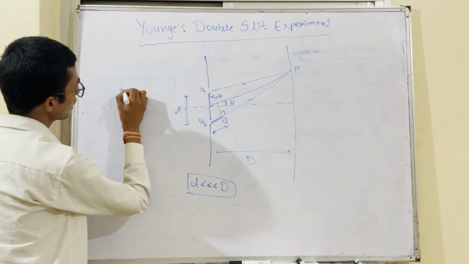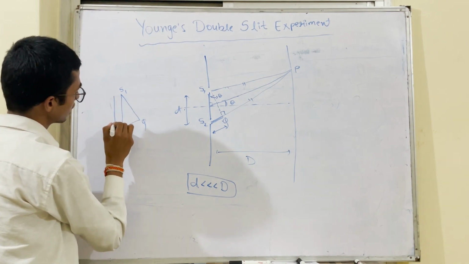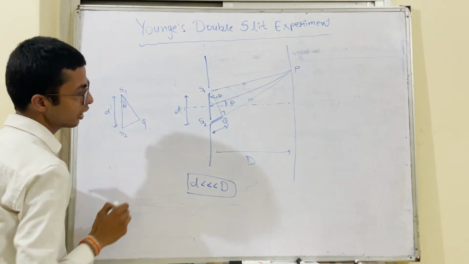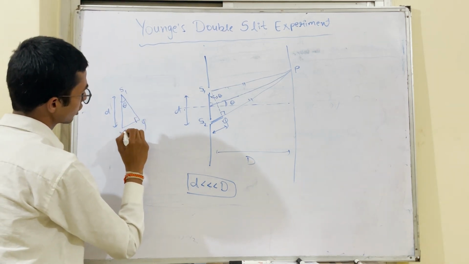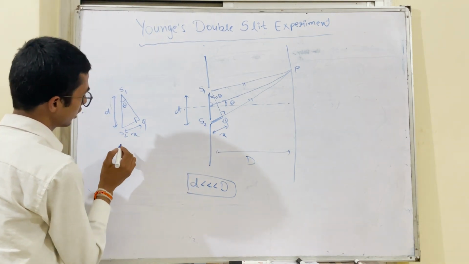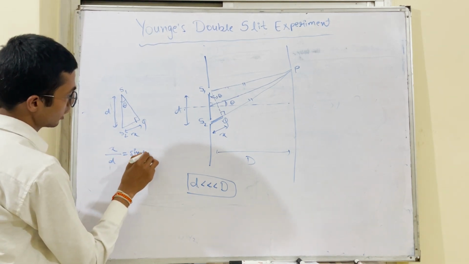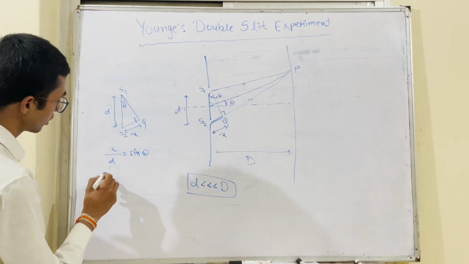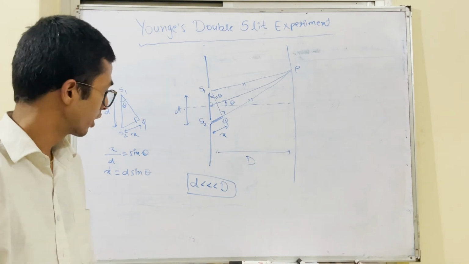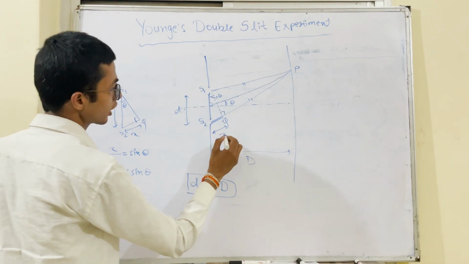Understand this. This is S1. This is Q. This is S2. This distance is D. This angle is theta. This is a right angle. So what will be this distance? This is x. If I am taking this x divided by D, it is sin theta, can I write this? Correct. So x will come as D sin theta.